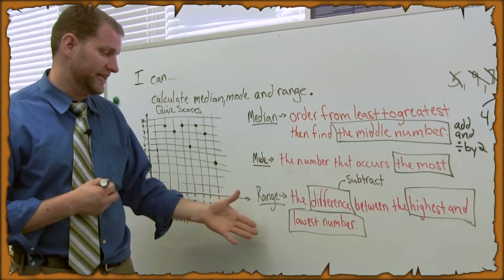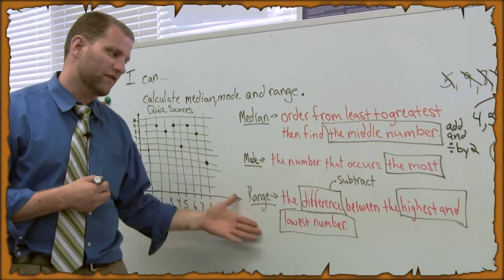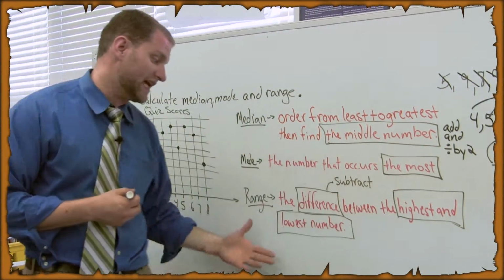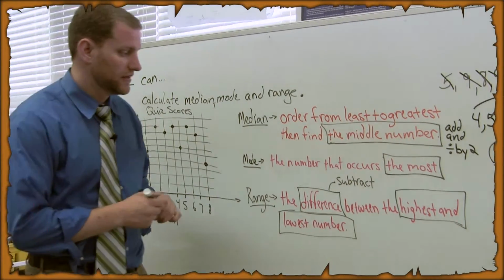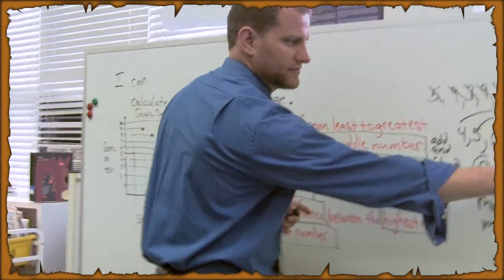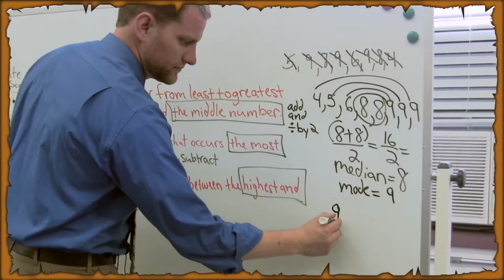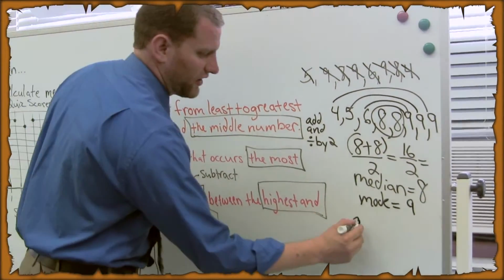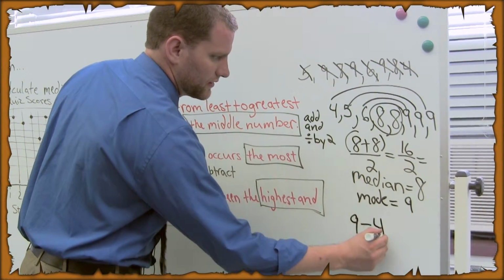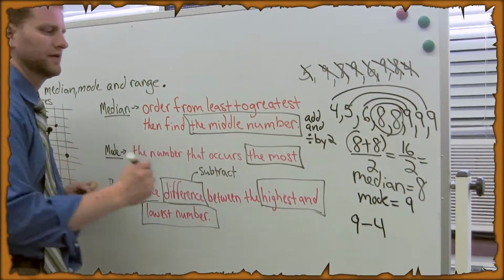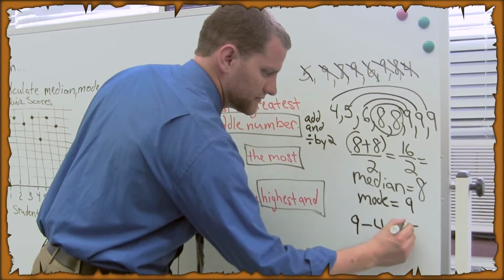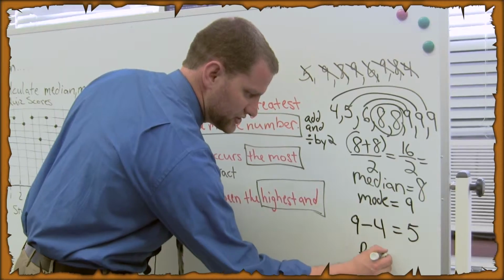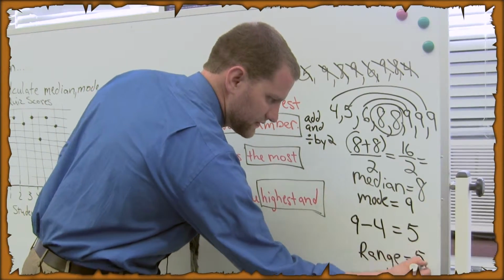The last thing we're going to calculate is our range. Our range is the difference, which we know means subtract, between the highest and lowest number. So we find our highest number, 9. We take away, subtract, find the difference, of our lowest number, which is 4. We subtract, and we get 5. So we label it and say our range equals 5.